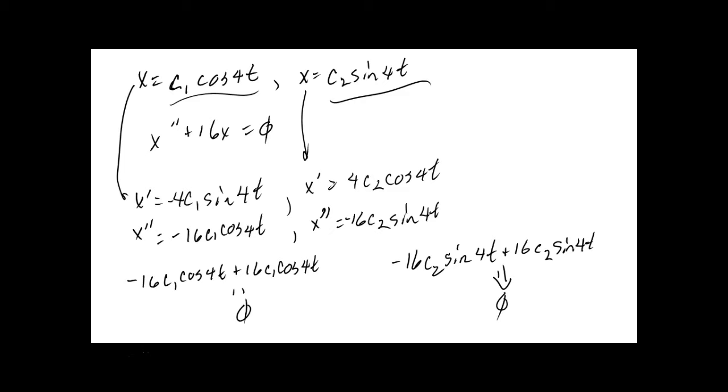Your solution then would be the linear combination of those two. So your final solution would be x is equal to C1 cosine 4t plus C2 sine 4t. Okay? And there's your solution. And if we did derivative of this, it's just doing both of them at the same time, and sure enough, you would get equal to 0. So that is your family of equations.